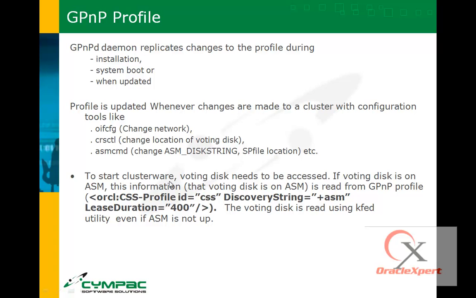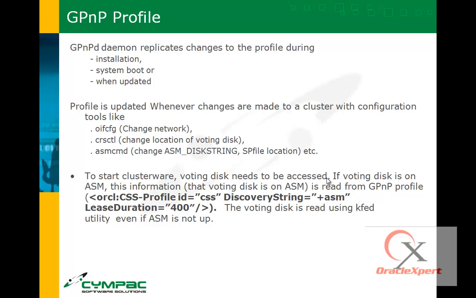To start clusterware, this is very interesting. To start the Oracle clusterware, the voting disk needs to be accessed. And where is my voting disk? It's on ASM. Is my ASM up and running by now? No. So I need to start ASM. But where is the SPFILE of ASM? It's again on the ASM. So isn't it very confusing?